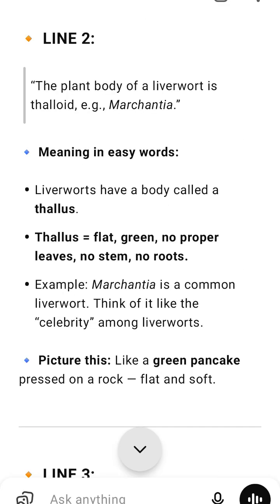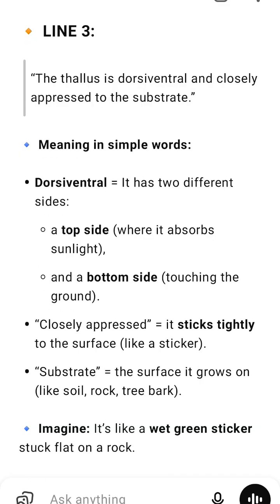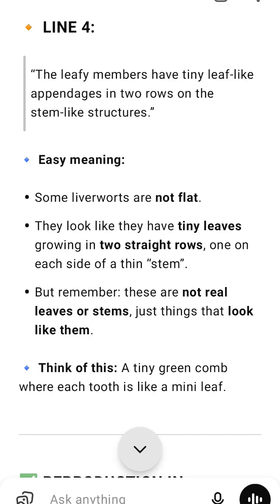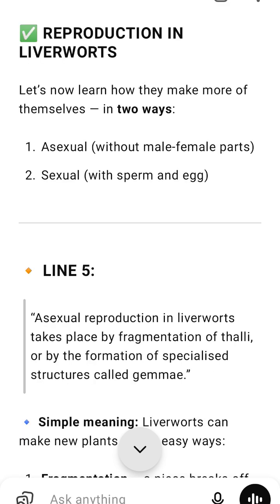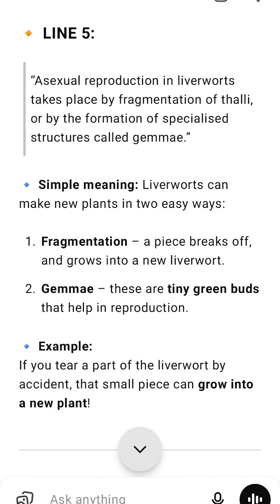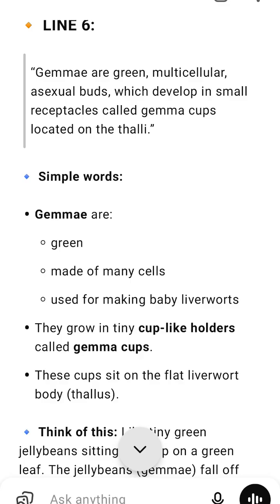How do liverworts reproduce? There are two main ways. 1. Asexual reproduction. No sperm or egg needed. A. Fragmentation. A part of the liverwort breaks off. That broken piece grows into a new liverwort. B. Gemma formation. Special green buds called gemmae grow in gemma cups. Gemmae are tiny baby plants. Gemma cups are small cup-like holders on the plant's surface. These gemmae fall off, land on wet soil, and grow into new liverworts.